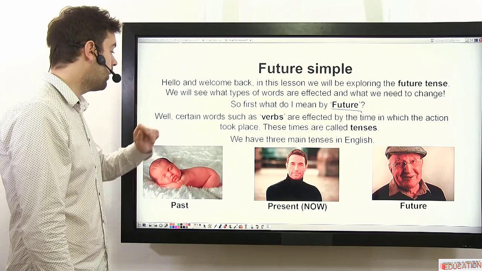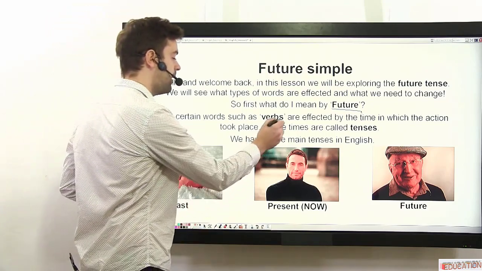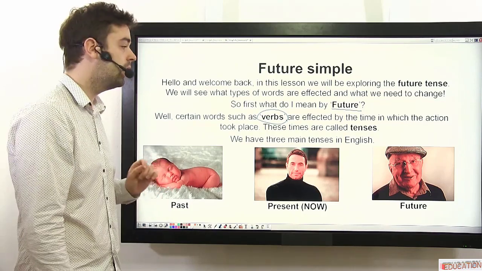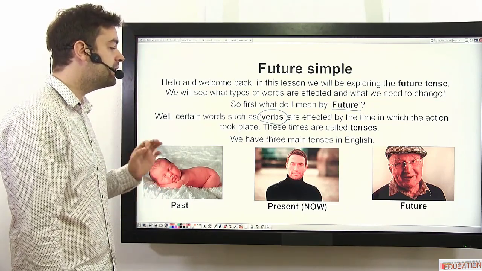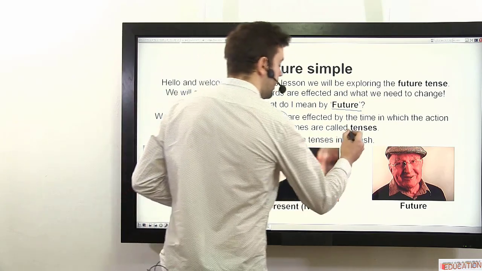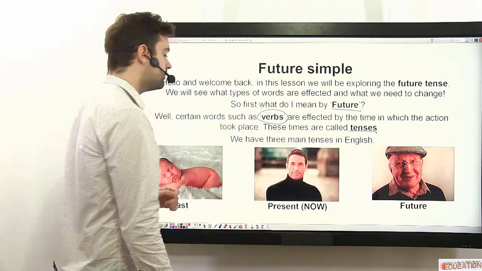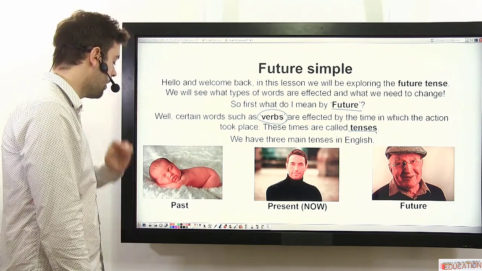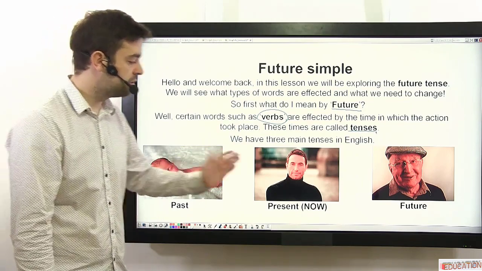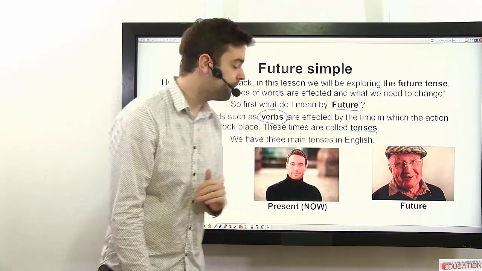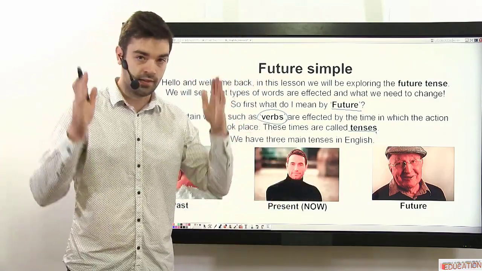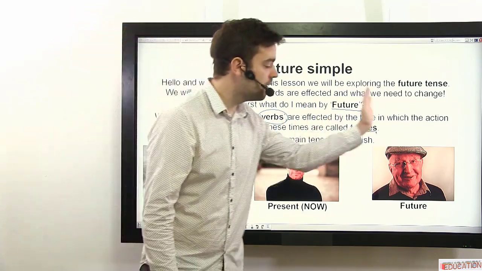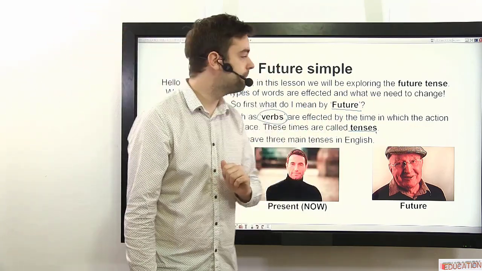Well, certain words, such as verbs, are affected by the time in which the action took place. These times are called tenses. We have 3 main tenses in English: past, present, and future. Present is now. The past has happened, and the future will happen.